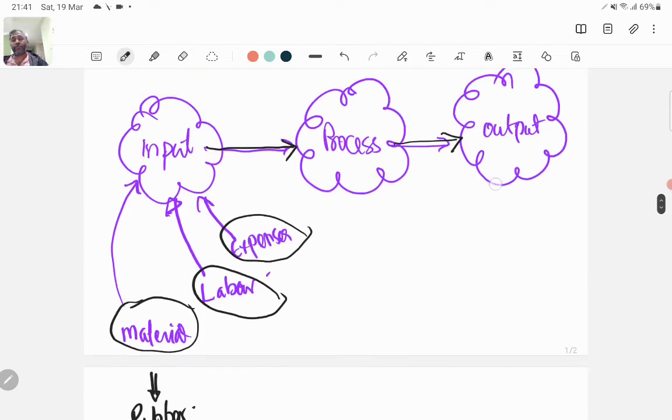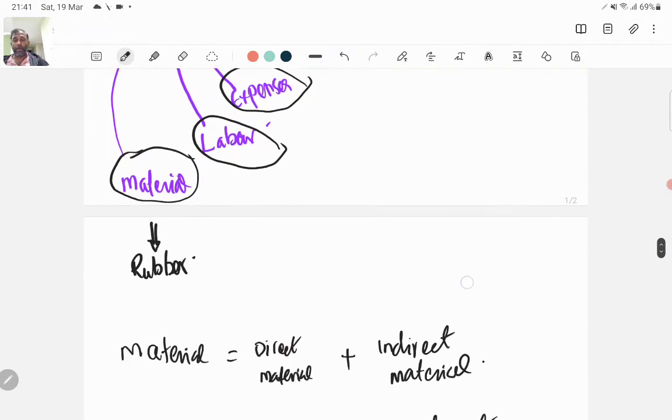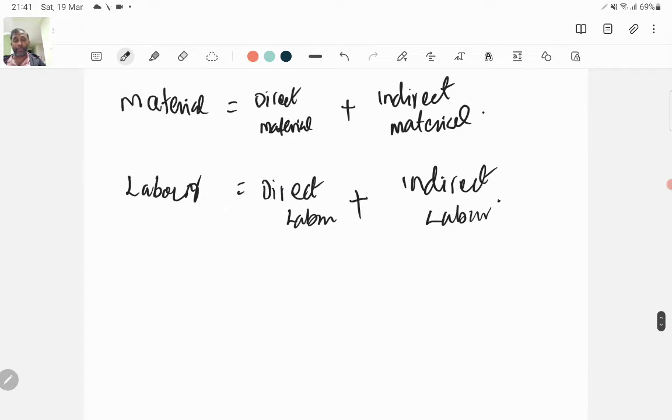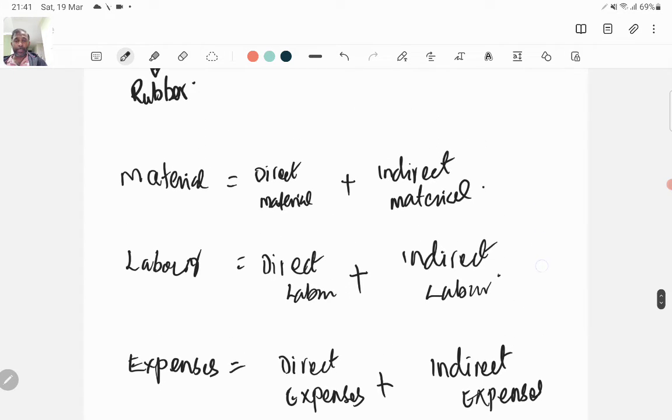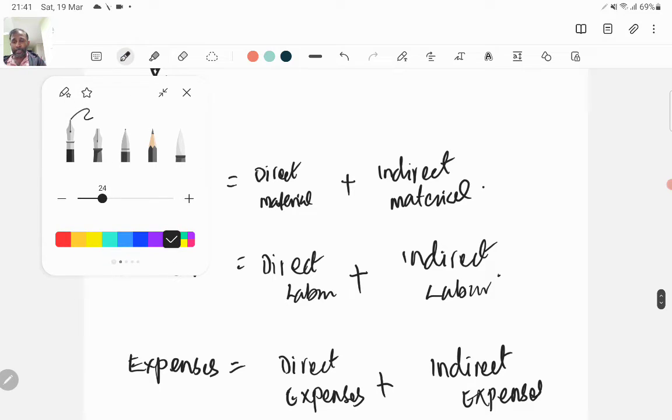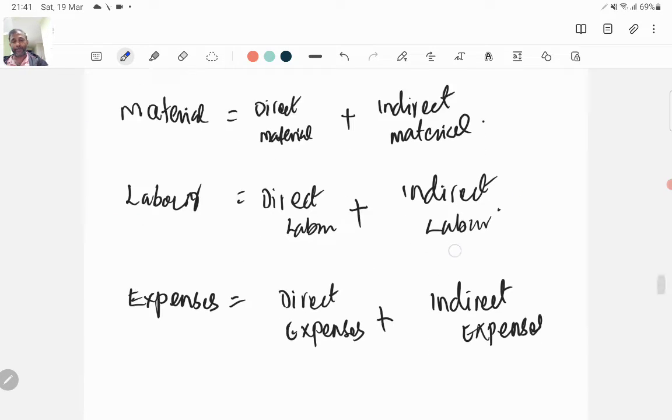So, as we discussed here, the third element in this manufacturing requirement is expenses. We need to incur expenses. These expenses also could be categorized as direct expense plus indirect expense. Now we need to clearly understand what you mean by these terms, direct and indirect.